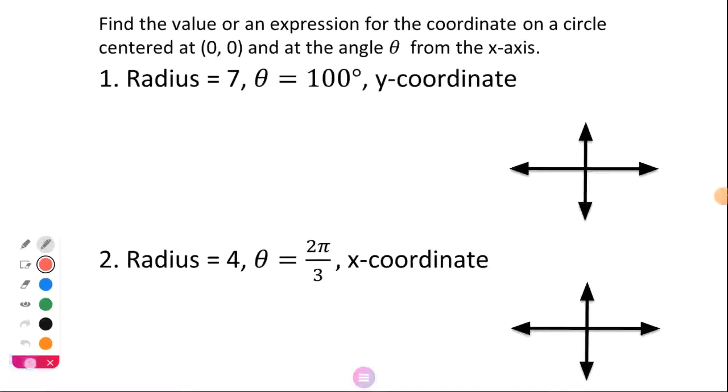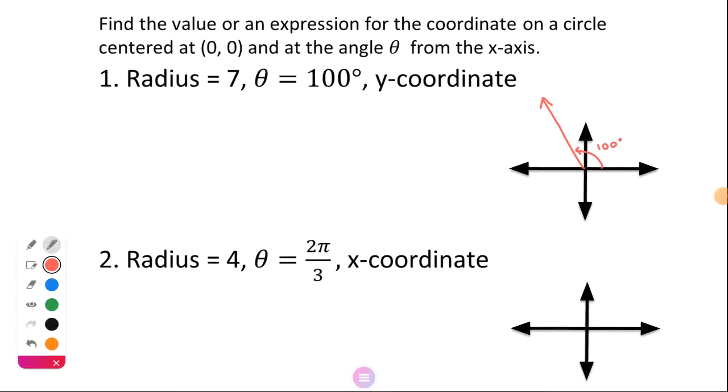For the application piece, this is what the information is giving us applied to the unit circle. So we have our radius for the first problem equal to 7, and the angle, theta, is equal to 100 degrees. And we're going to be looking for the y-coordinate. So on our axes, we're going to first identify what 100 degrees looks like. That's going to be right about here. Okay, this would be 100 degrees.